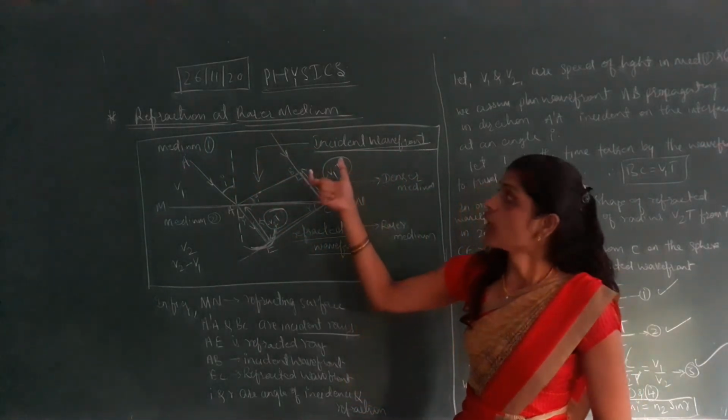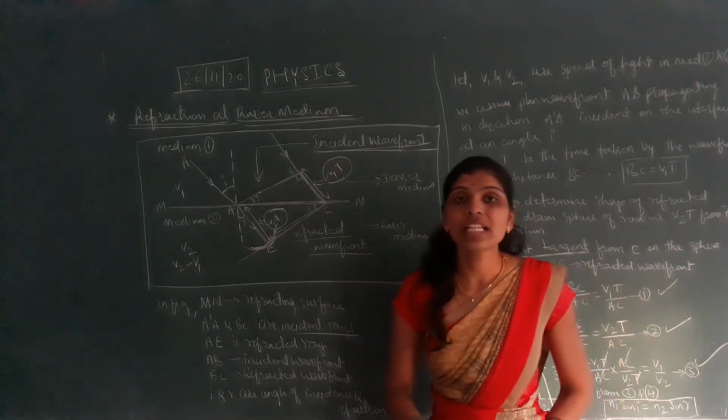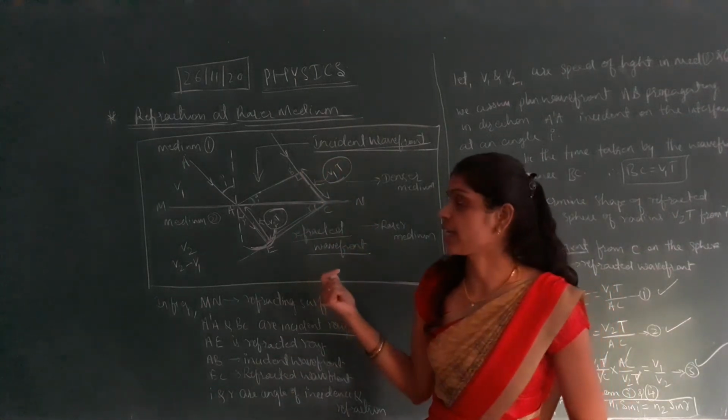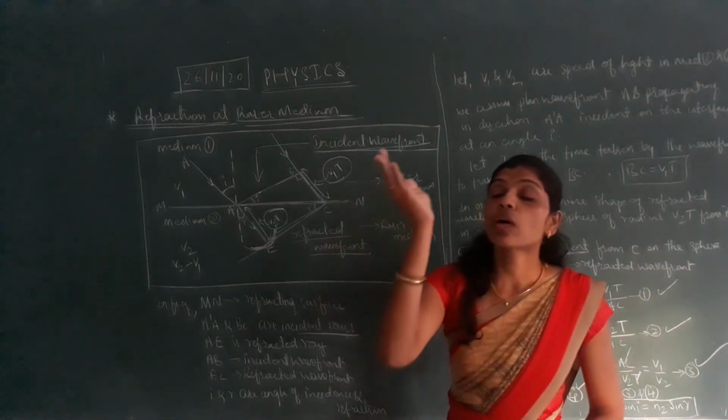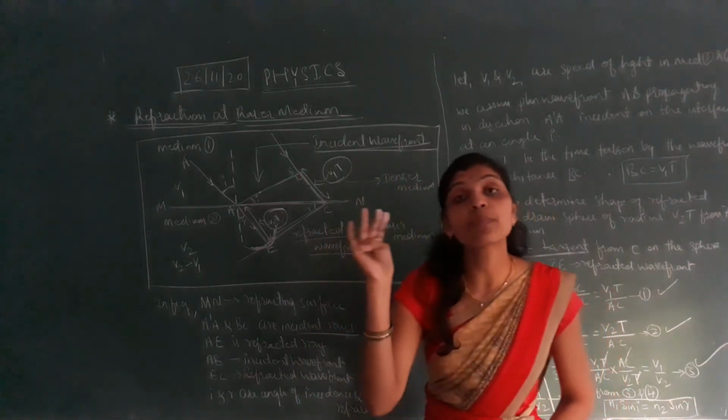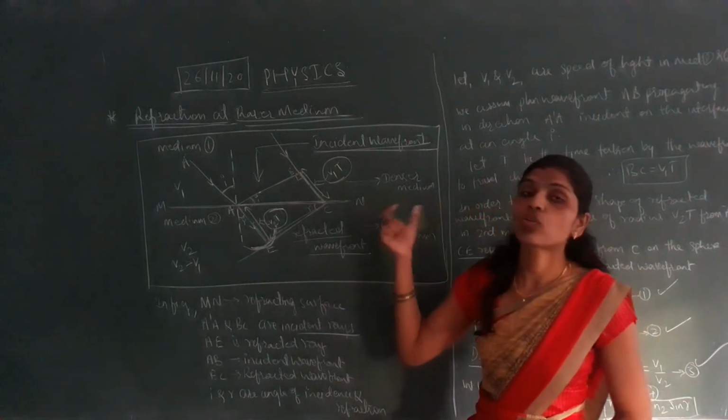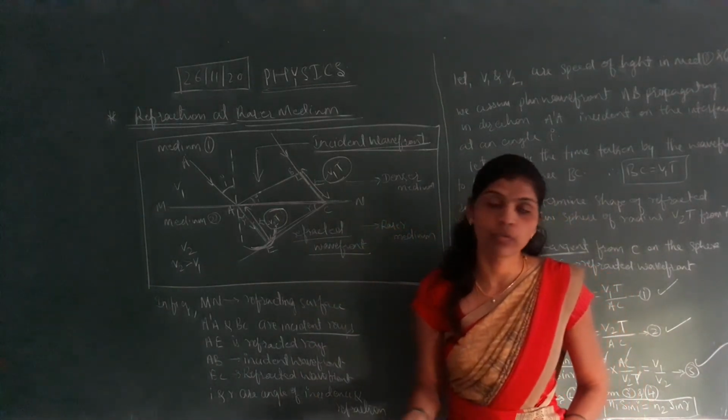If you remember one derivation, you can easily derive the other derivation. You only have to remember the mediums, in which medium the light is going to travel. Only the diagram you have to remember, and the rest of it is very easy.